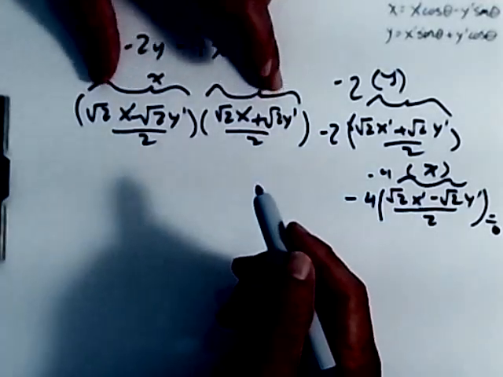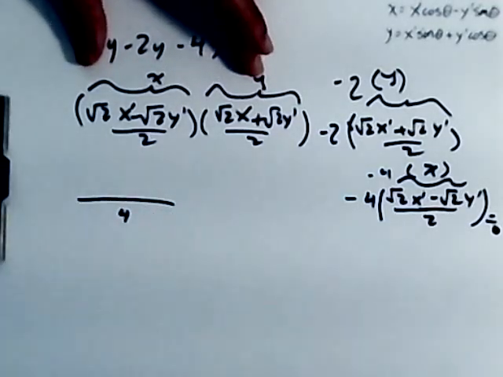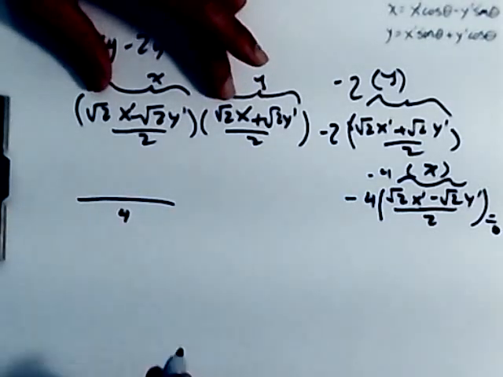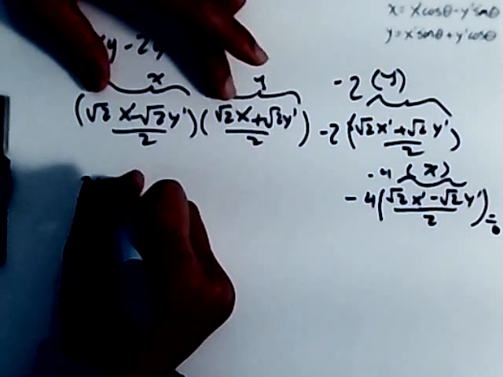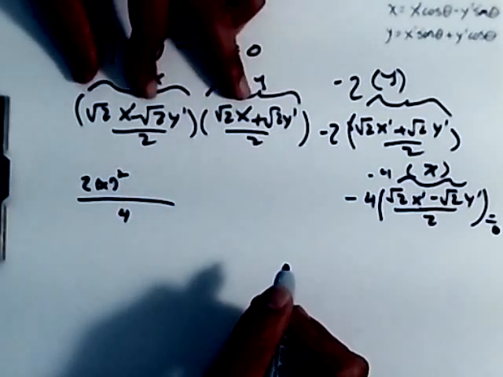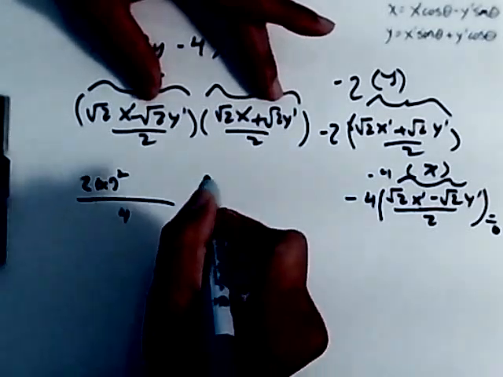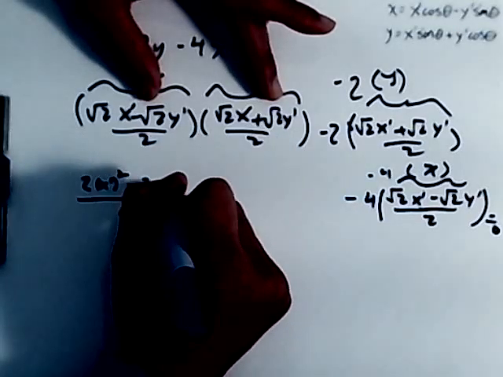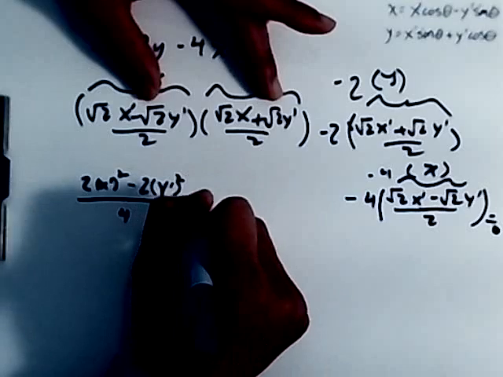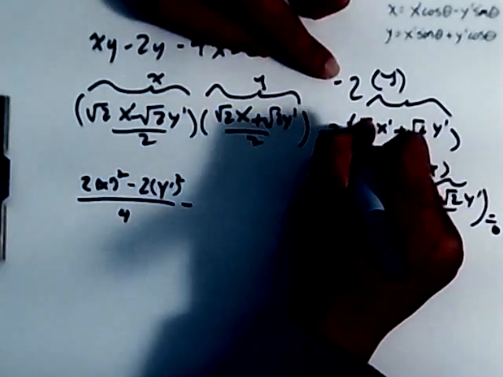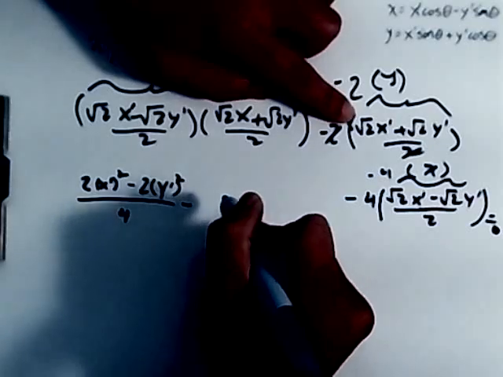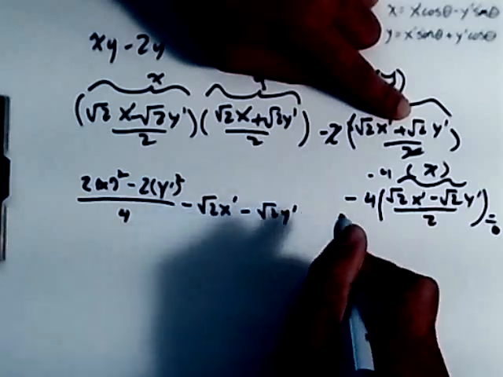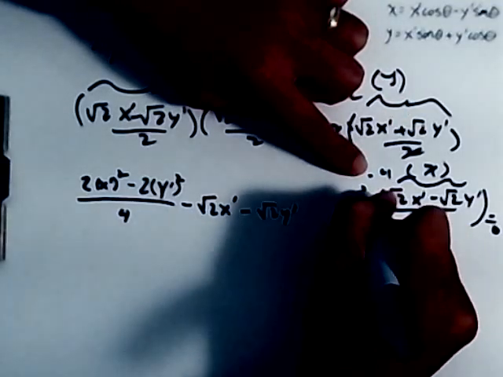So let's get started. I'll do the hard part. I'm going to do every single part. 2 times 2 is 4. Root 2 x prime times root 2 x prime is 2 x prime squared. These are conjugates, so the outer and the inner cancel. Then minus root 2 y prime times positive root 2 y prime is going to be minus 2 y prime squared. Minus 2, these cancel right there. So it's going to be minus root 2 x prime minus root 2 y prime. And then one of these cancels, so it's going to be a 2 and a 1.